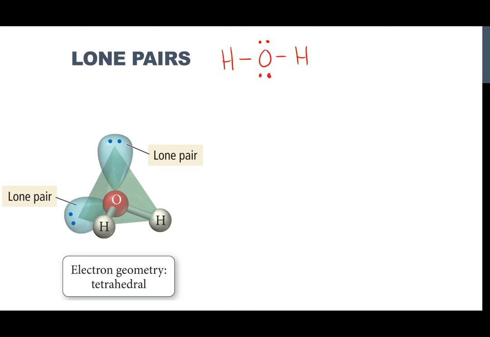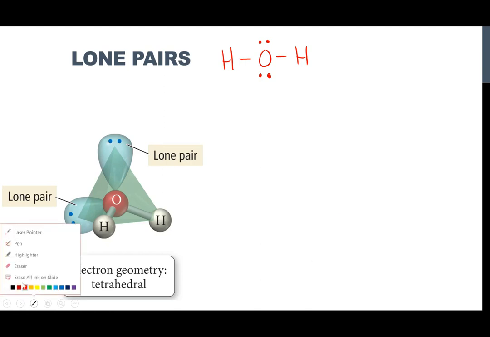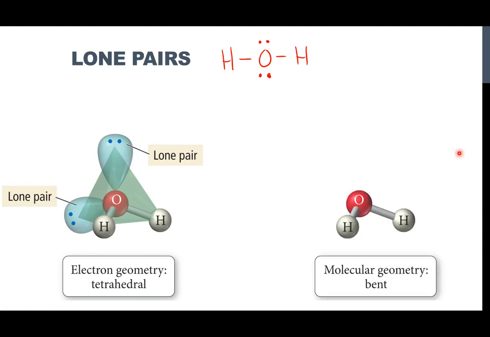Yeah, 2 lone pairs. So if I look at the number of things that are attached to this oxygen atom, I've got 1, 2, 3, 4 things attached to the oxygen atom. Remember, 4 things tells us that it is a tetrahedral geometry. Okay, so here's our tetrahedral with a roughly 109.5 degree angle. So electron geometry, tetrahedral. If I were to hide those lone pairs, what would we see?